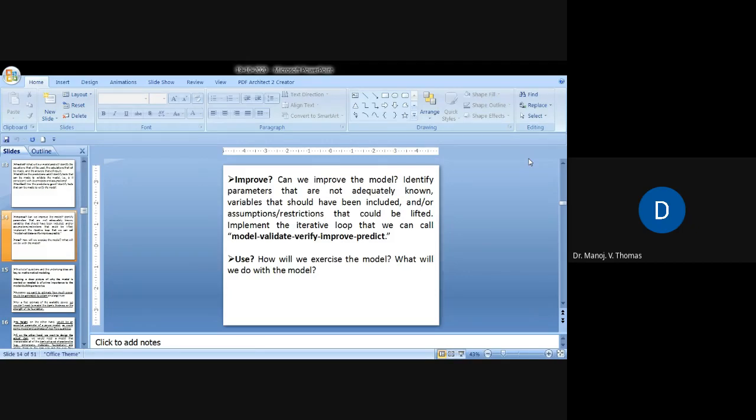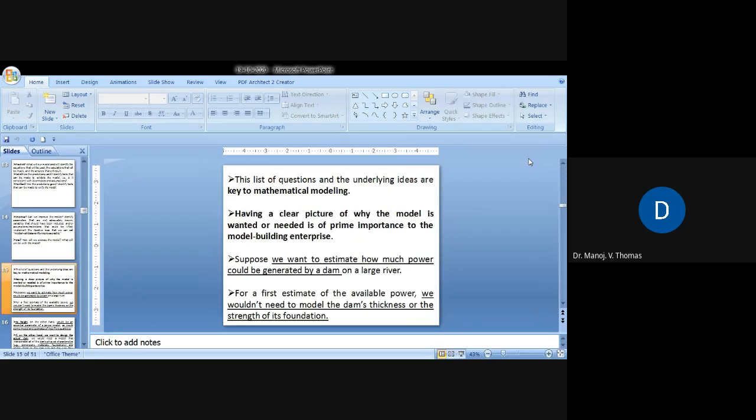Use: how we will exercise this model, and what we will do with it. How we are going to use the output of the model, the predicted model, the verified data, the verified parameters. The list of questions and underlying areas are key to mathematical modeling. Having a clear picture of why the model is wanted or needed is of prime importance to the model building process. That is very important for students also. Why do we need a mathematical model? What are we trying to do? Yes, that is quite important.